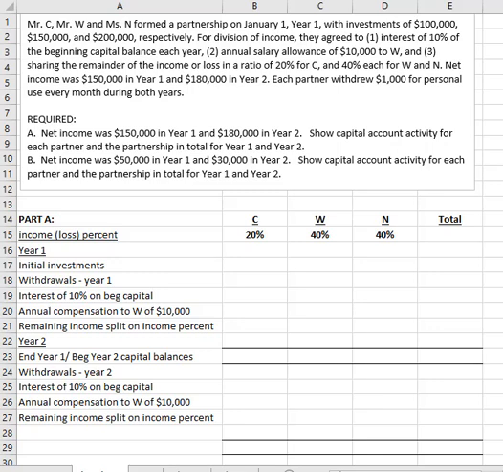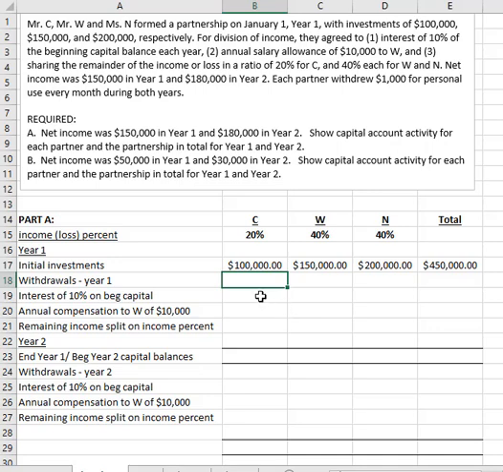So we're going to be working on income allocation for multiple years, year 1 and year 2. And so here we have a partnership of CWN, and they have initial investments which will act as the beginning balance for year 1. We can go ahead and put those in here. And then add that up to get the total.